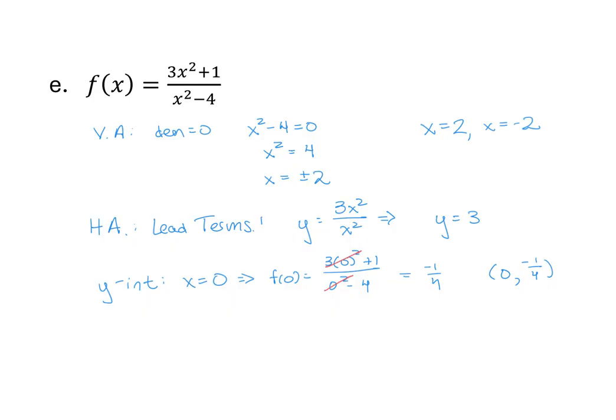All right, and the last thing that we want is x-intercepts. So this is where our numerator is equal to 0. But if we set our numerator equal to 0, well, we get 3x squared equals negative 1. But we can't do this. We can't have 3 times a positive number equaling a negative number. And so for this, we have no x-intercepts.